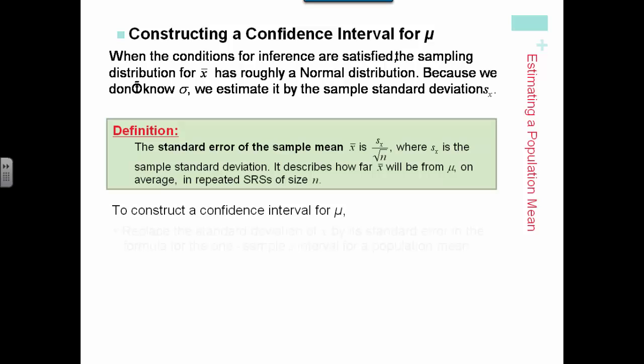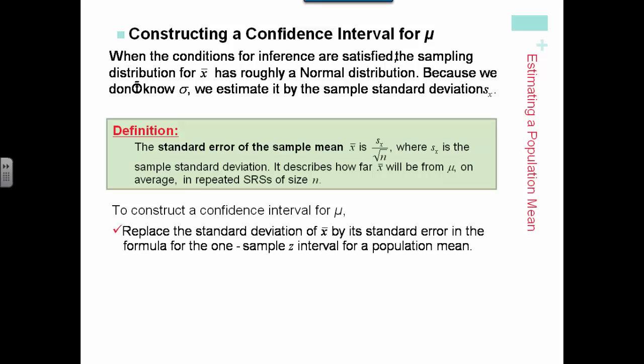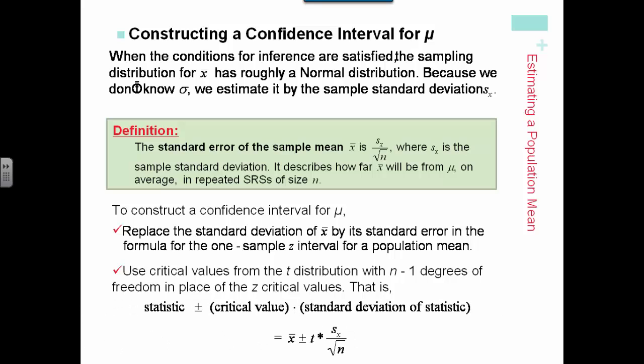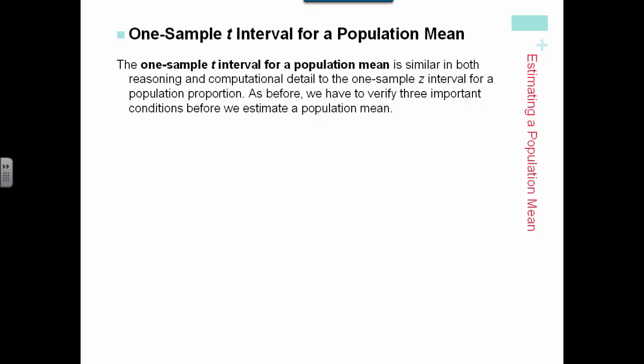To construct a confidence interval for mu, we replace the standard deviation of x bar by its standard error in the formula for the one sample z interval for a population mean. Use critical values from the t distribution with n minus 1 degrees of freedom in place of the z critical values. That is, we take x bar plus or minus t star times s of x over square root of n. The one sample t interval for a population mean is similar in both reasoning and computational detail to the one sample z interval for a population proportion.